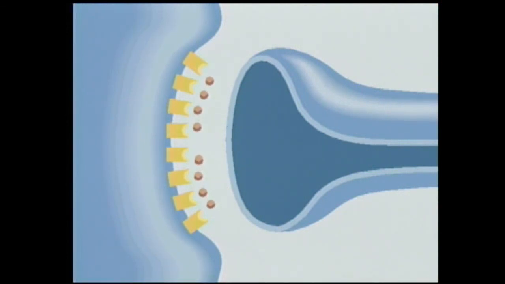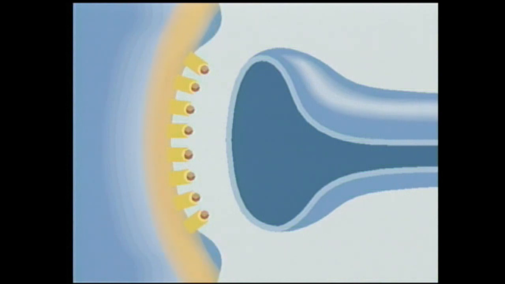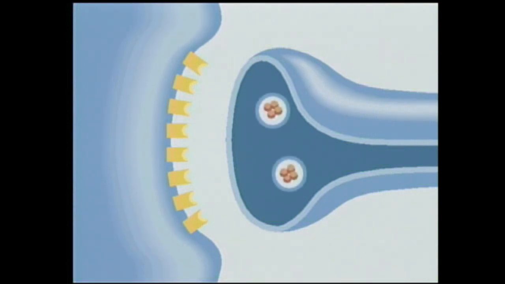The neurotransmitter molecules diffuse across the gap and bind to the receptors on the cell membrane. The binding of the neurotransmitter to the receptors causes a change in the membrane potential. This change triggers a nerve impulse. The neurotransmitters are then released by the receptors. They are either broken down or reabsorbed by the first cell. The synapse is ready to transmit another impulse.